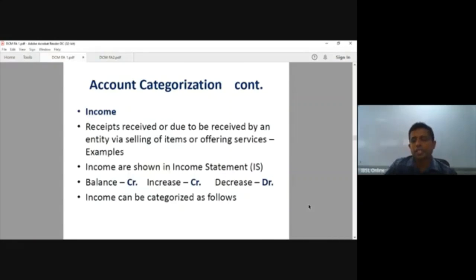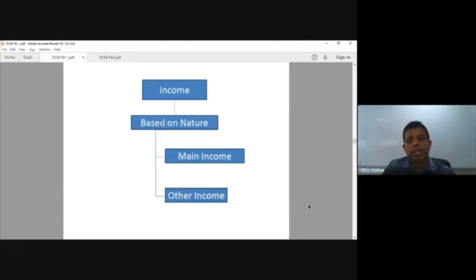And the final category is income. Income is what is received, or due to be received, by an entity via selling of items or offering services. When you do business, it is for income, right? Income is shown in the income statement: balance credit, increase credit, decrease debit. Income can be categorized as follows: main income and other income.